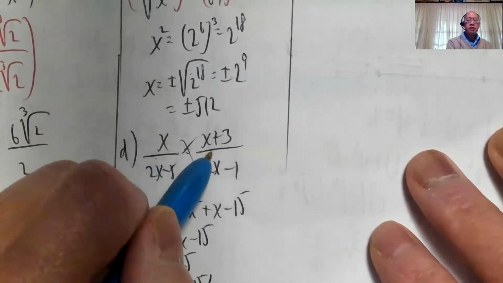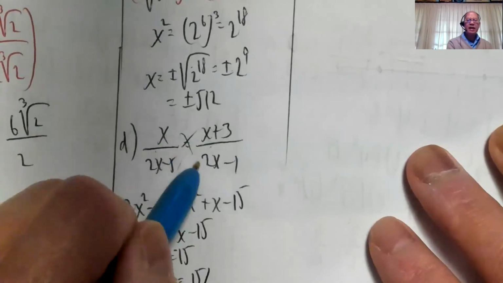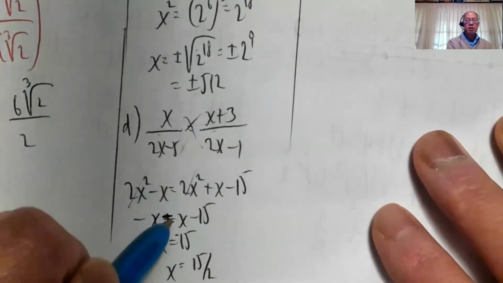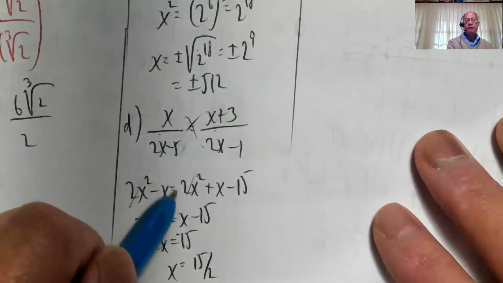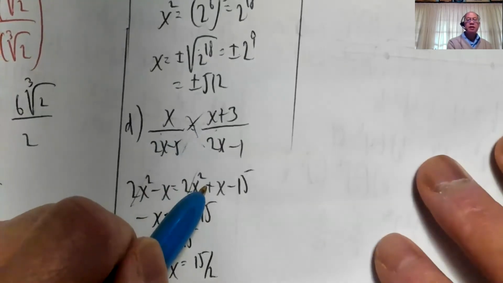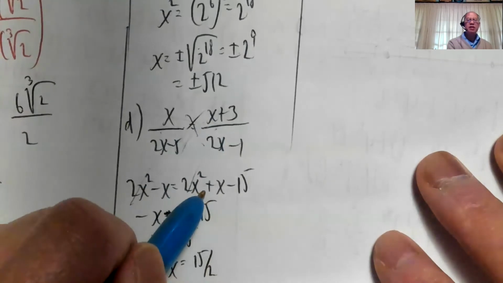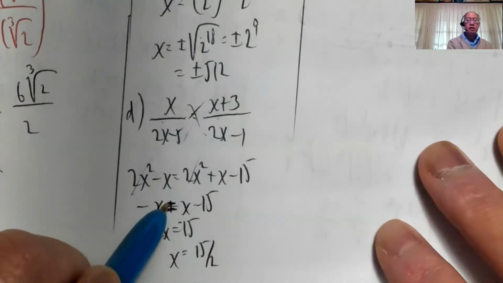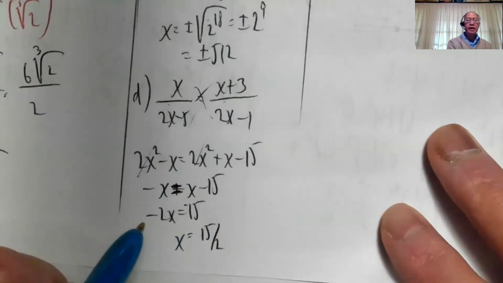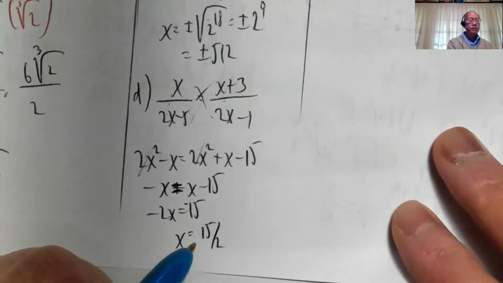D, this fraction equals this fraction. Cross multiply, that times that equals that times that. So 2x squared minus x equals that times that. FOIL, 2x squared plus 6x minus 5x is plus x minus 15. 2x squareds cancel out. Negative x equals x minus 15. Subtract x, divide by negative 2. X is 15 over 2.